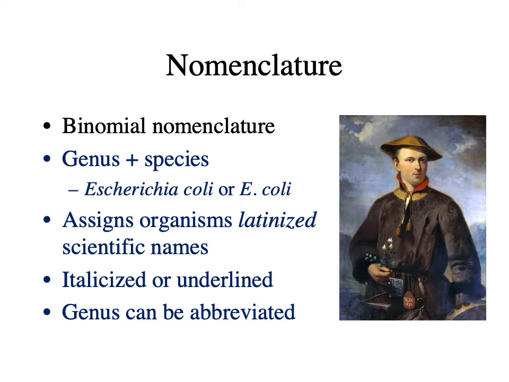You must capitalize genus, and species is lowercase. It usually sounds Latin, like it's a Latin word. It must be italicized, or if you're handwriting it on paper, you can underline it. Genus can be abbreviated, but species cannot. You need to learn these rules very clearly so that you can identify correct names on an exam.